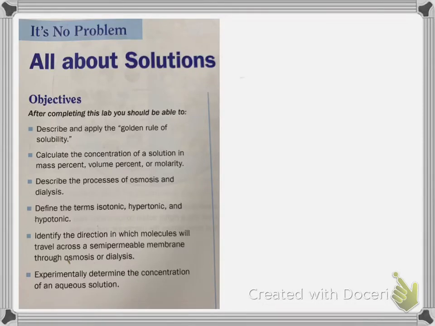This is a lab video that goes along with Lab 15 in your packet. It's called All About Solutions, and we will be doing Part C and Part D. So if you want to get the procedures out for Part C and D, along with the data pages for C and D, that will help you get ready for the video.